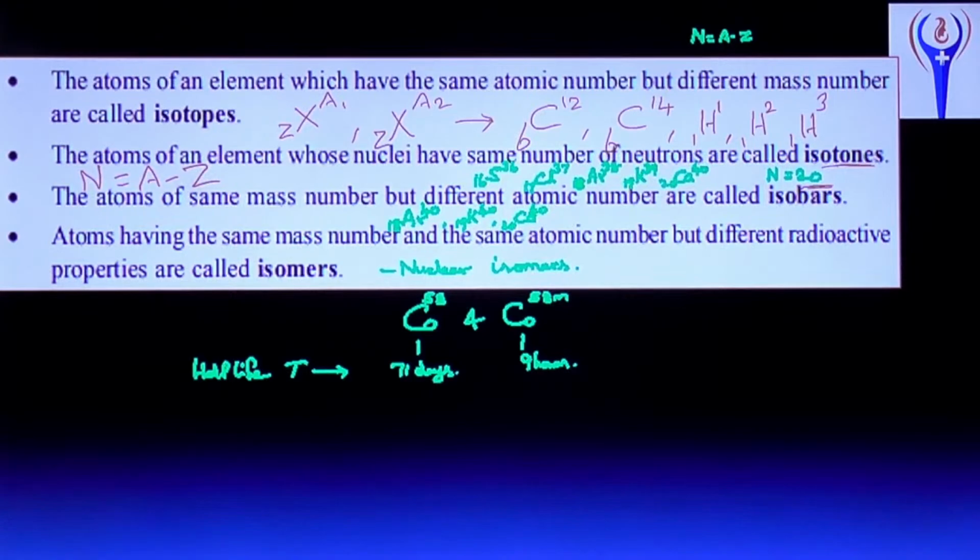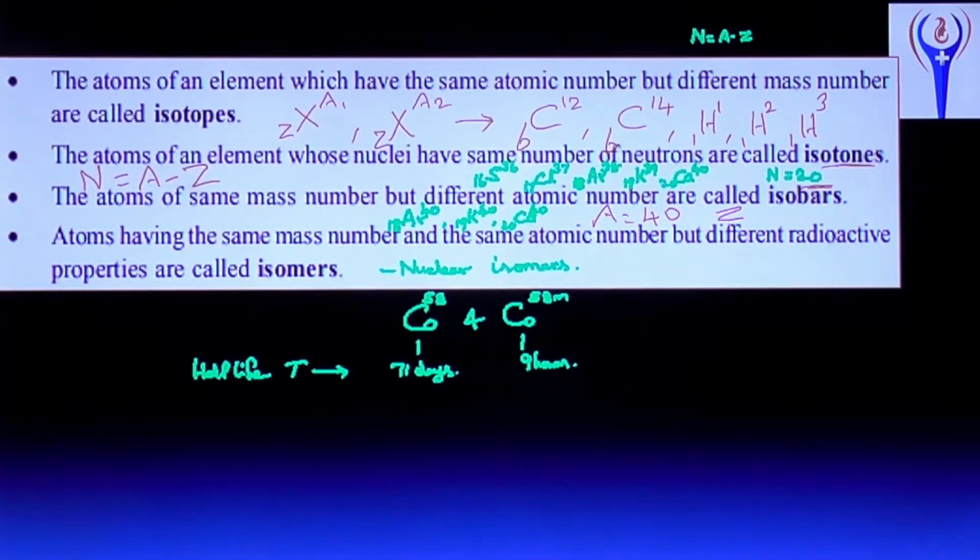Example: argon Ar-40 with Z=18, potassium K-40 with Z=19, calcium Ca-40 with Z=20. In all of them, A is the same, A equal to 40. But the Z value is different, as Z1 is 18, Z2 is 19, Z3 is 20, different atomic numbers. That is called isobars. What are isobars? Isobars are the elements whose mass number is the same but atomic number is different.